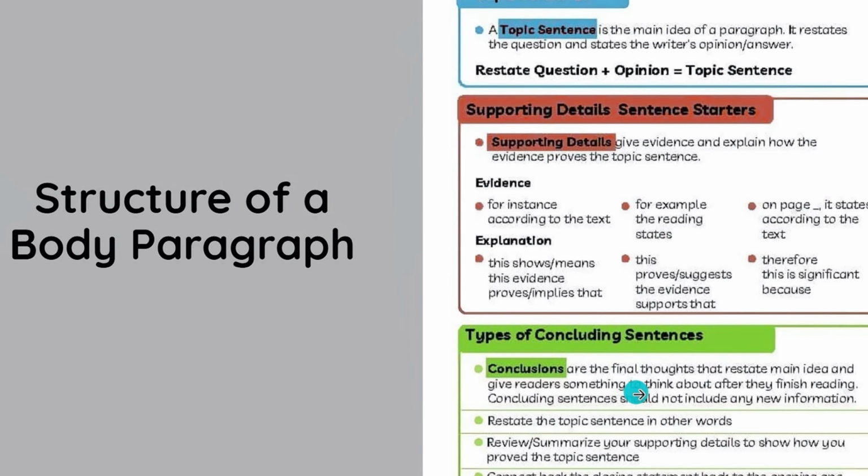Types of concluding sentences. Conclusions are the final thoughts that restate the idea and give readers something to think about after they finish reading. Concluding sentences should not include any new information. Restate the topic sentence in other words or paraphrase.